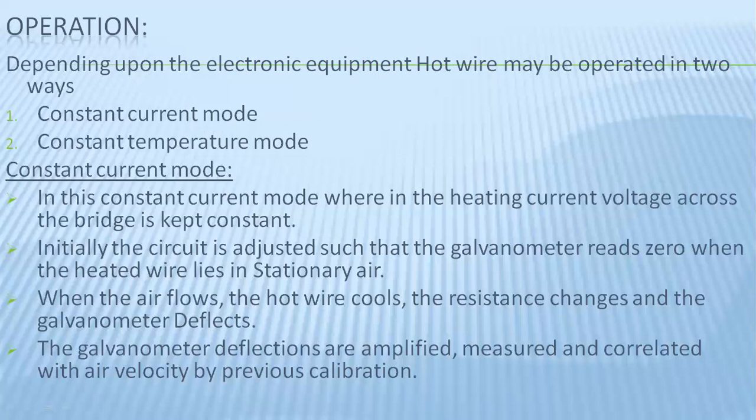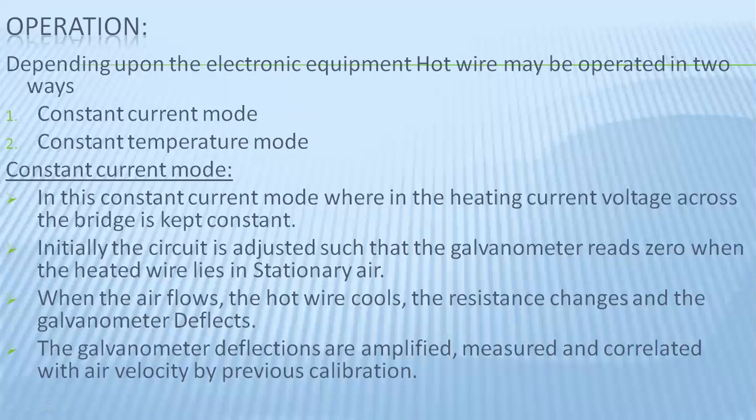Whenever air flows through different areas of pipes or any other open surface areas, we can place the hot wire. The hot wire gradually decreases in temperature when it comes into contact with the cold flow. Then the resistance changes and the galvanometer is deflected.